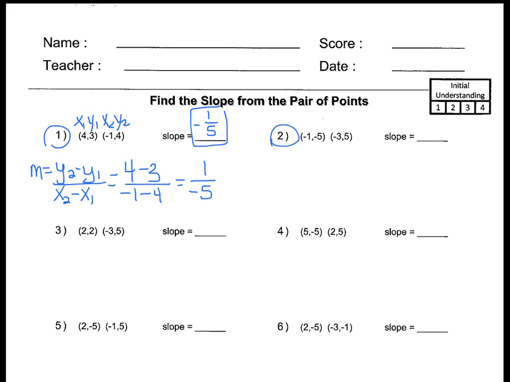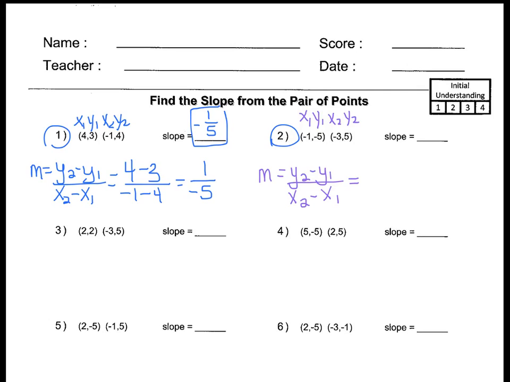Let's do number 2 together. Okay, so our first step, we have (-1, -5) and (-3, 5). You're going to have your x1 and y1. Let's label our coordinates, and x2 and y2. And we use our formula. m equals the slope, y2 minus y1 over x2 minus x1. And now we're going to replace it.